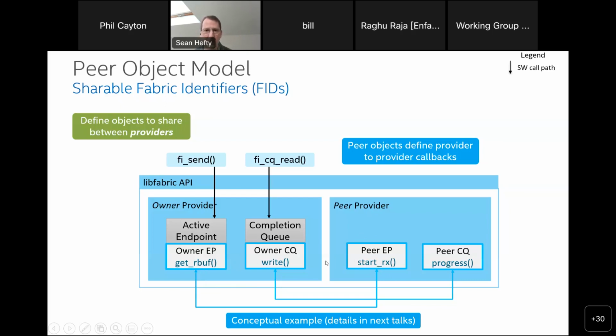Same thing with the completion queue. When the peer provider completes a data transfer, it's going to have access to this owner CQ, so it can simply write the completion directly into the owner completion queue. It doesn't have to have its own completion queue here. It's just going to write it to the owner, and the owner is responsible for exposing this data upwards to the application. Again, these are conceptual areas. So Alexia and Jianxin will both have more details on their next talks that go into more information about how the owner and the peer providers work at a much lower level.